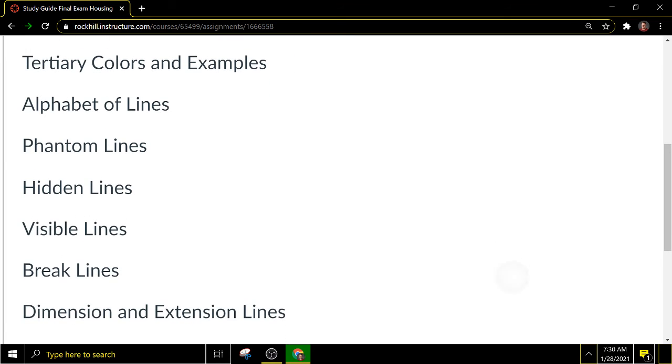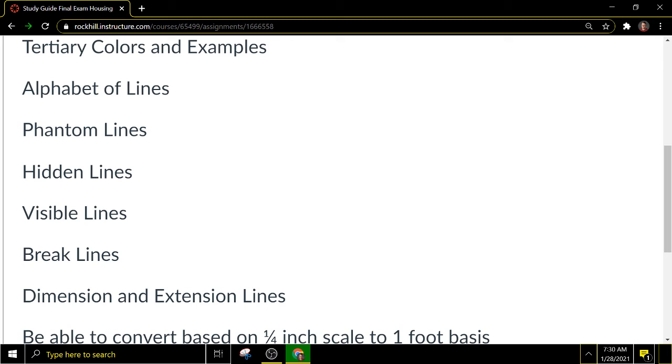So next, we're going back to the alphabet of lines, and you will have to make sure that you look over your past quizzes or anything of that nature. If you cannot find them, let me know. But the alphabet of lines is basically the lines that we use within a design and within doing floor plans and things of that nature.